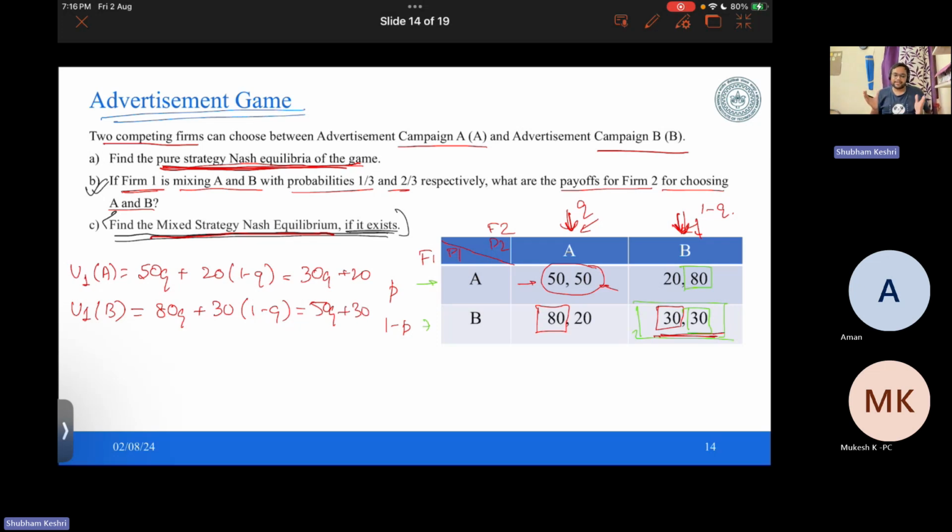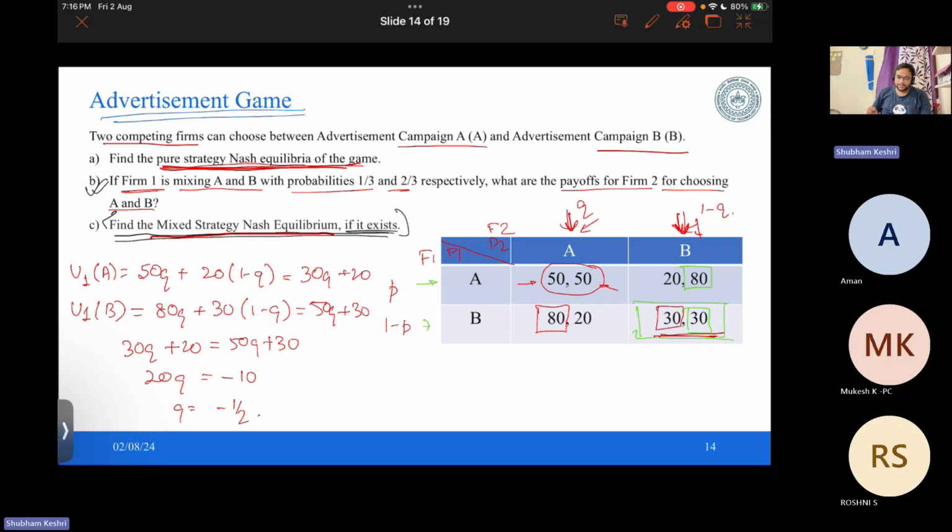Now, with the same discussion as before, to become indifferent you equate the two. So 30Q plus 20 must be equal to 50Q plus 30. That gives 20Q equals minus 10, so Q is equal to minus half. What does it mean? This cannot be negative, it is a probability. Is there a sign mistake?